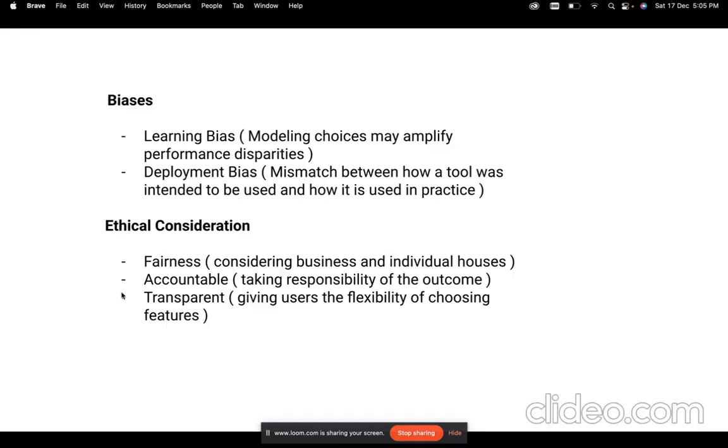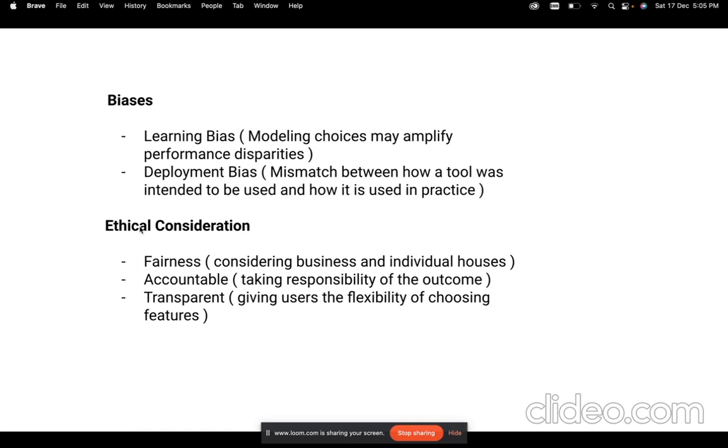Now, looking at the ethical considerations, basically two biases that we think can take place in this particular model are learning bias, where modeling choices may amplify the performance disparities, and deployment bias, where there is a mismatch between how a tool was intended to be used and how it is used in practice. Like maybe we have built a model for some purpose and it is giving results as per some other criteria. So that is the deployment bias that we think may come in the future.